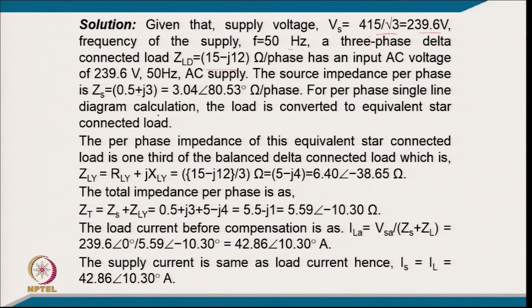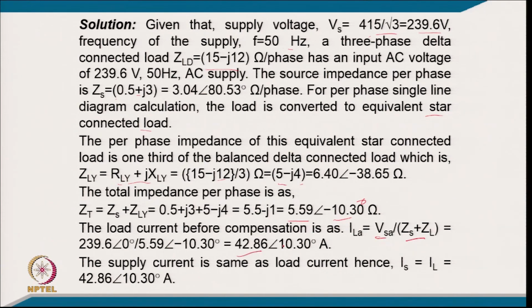So, for the per phase single line diagram calculation, the load is converted to an equivalent star connection from this delta connection, and the per phase impedance of the equivalent star connected load is 1/3 of the delta impedance because of star delta conversion. So, it comes to 5 minus J4, which is 6.4 ohm at the angle of minus 38.65 degree, and now the total impedance per phase will be ZS plus ZLY. So, it comes to 5.59 ohm at the angle of minus 10.30 degree, and the load current before the compensation will be VSA divided by the total impedance.